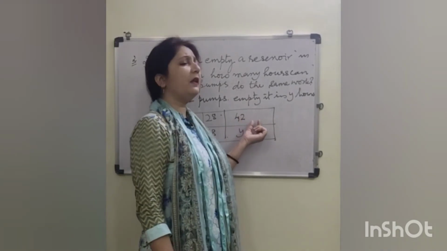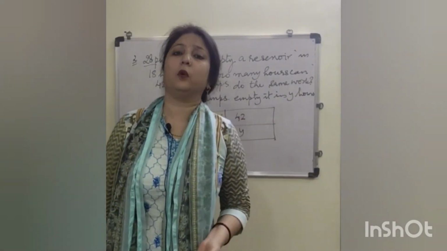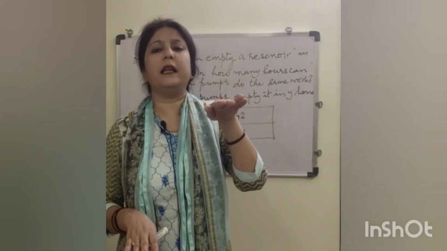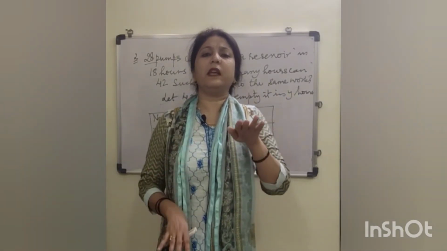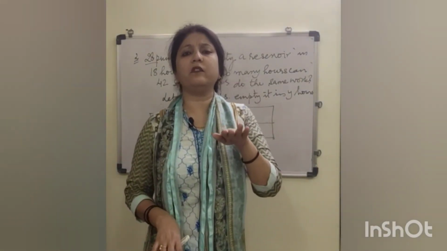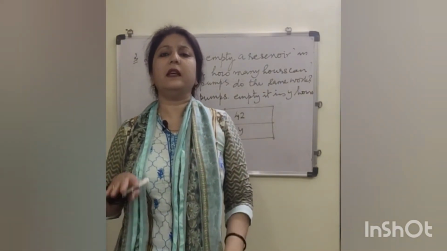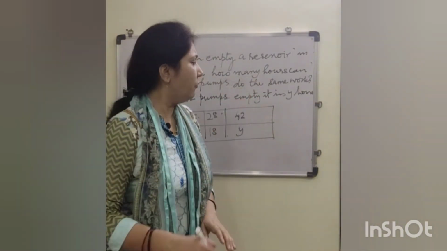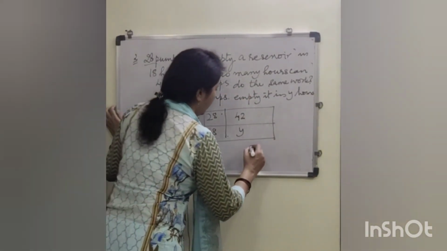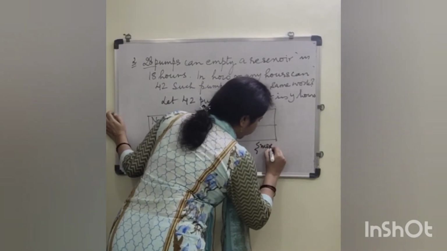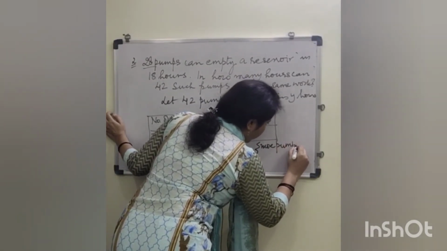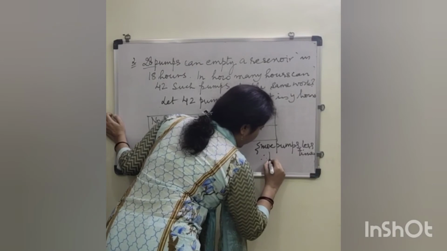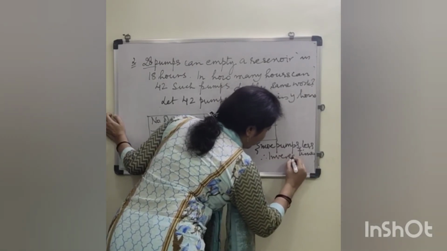If you increase the pumps, obviously time will reduce. That means an increase in one gives rise to a decrease in the other. So this is inverse variation, where they are standing opposite. One is increasing, another one is decreasing. One is more, another is less. So we have to write the statement of variation: more pumps, less time. Therefore, inverse variation, inverse proportion.